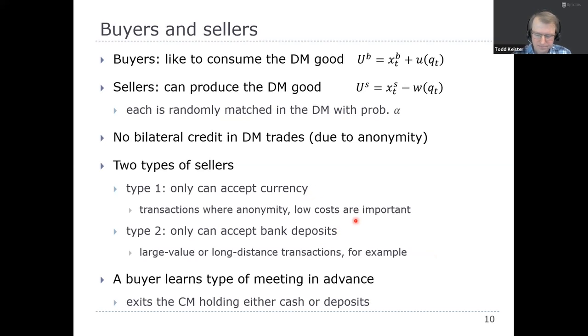Okay, thanks. Okay, so now a buyer is in the centralized market. The buyer is going to learn the type of meeting they're going to be in advance, so you know whether you're going to be buying a cash good or a deposit good, and so you make your portfolio choice with that knowledge.